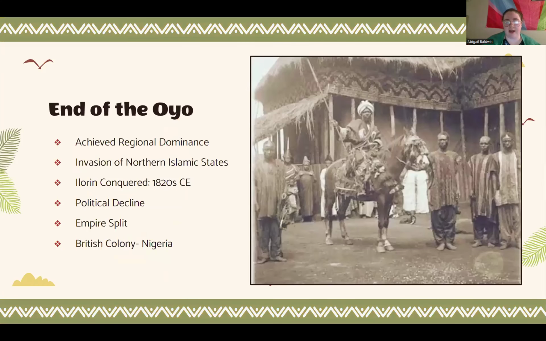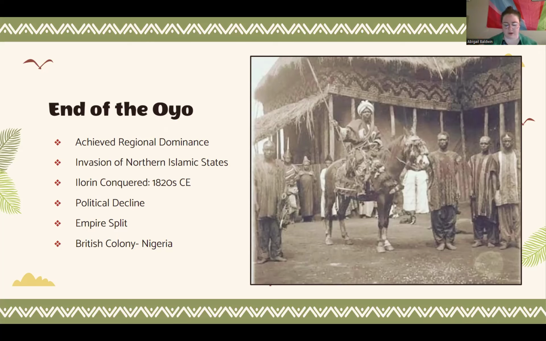So their decline happened right around their peak. They had reached regional dominance. They were the bigger power in the area. And suddenly there was this idea and new invasion of northern Islamic states coming down south and trying to conquer the areas. One of their principal cities, Ilorin, was conquered in the 1820s, and that set the tone, and from there it just went downhill exponentially.